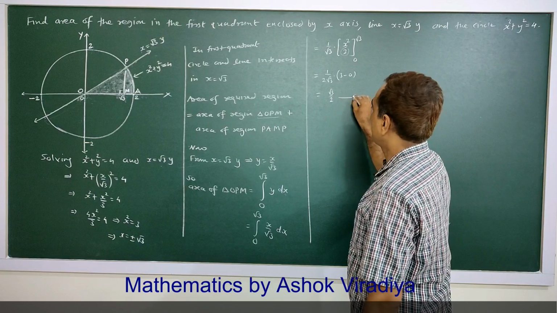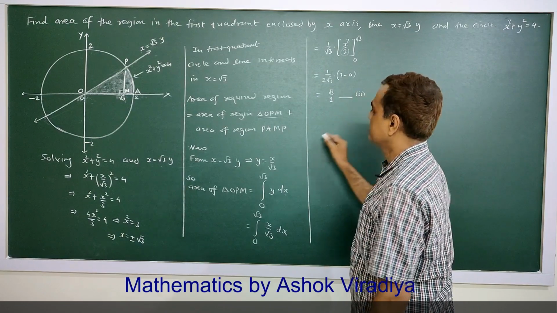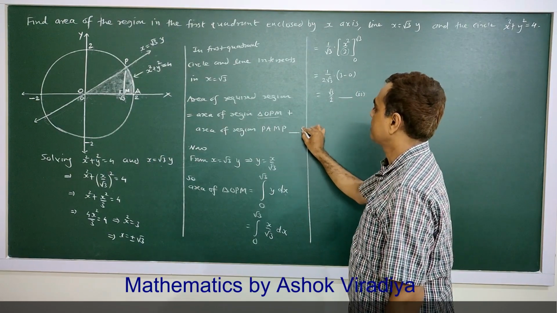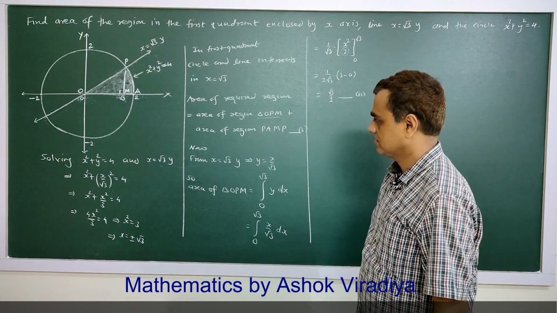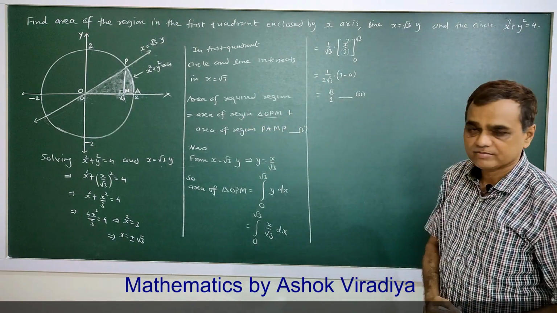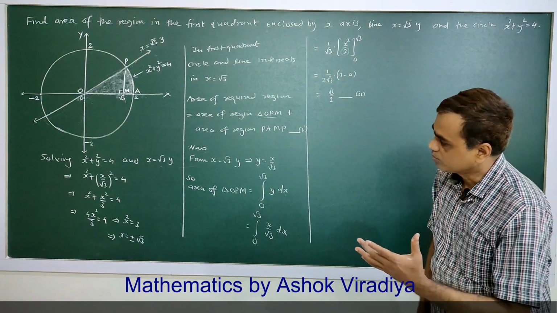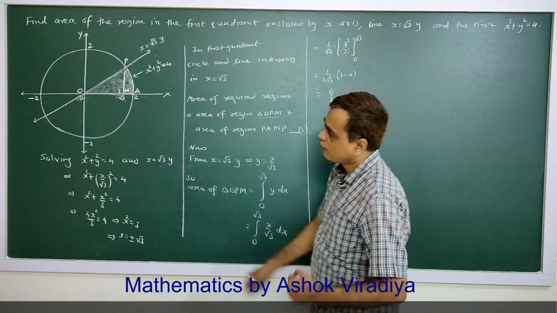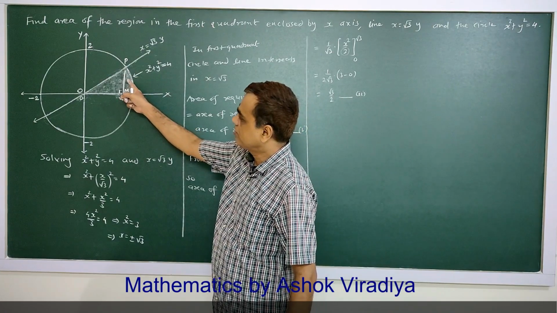So we say this value is result 2. This we are taking as result 1. So the area of the triangular region we have obtained. Now we are going to obtain the area of this region.